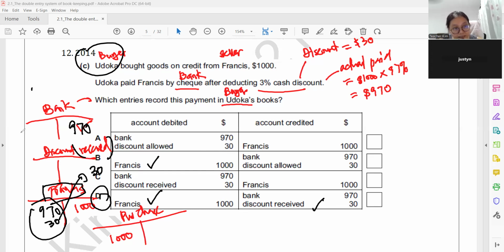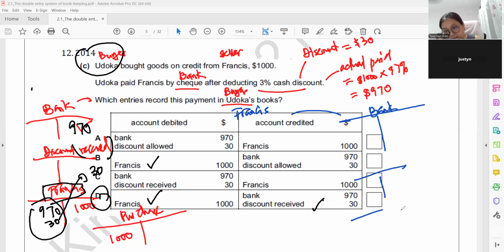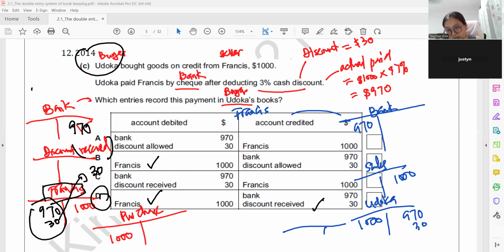Now, if the question changes to say, in the book of Francis, how do we do the recording? When Francis sold the goods, sales, 1,000. Who received? Udoka received 1,000. Now Udoka only paid 970. Okay, so the difference is 30. It will go to the discount allowed. From Francis's point of view, this is a discount allowed. So far clear? So the answer is Udoka. Okay.